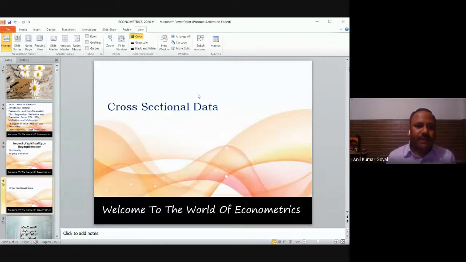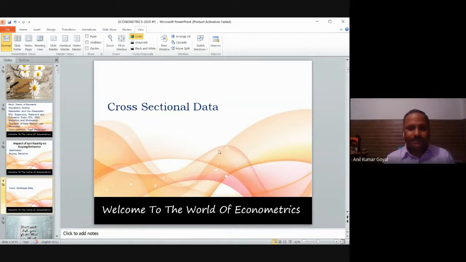There are three types of data on the basis of collection: cross-sectional, time series, and panel data. So in SPSS, in AMOS, in Smart PLS, we were talking about cross-sectional data. What is cross-sectional data? Anybody? Suman madam? Sritam sir? No idea about cross-sectional data? Shamta madam? Sapna Mishra madam? What is cross-sectional data?